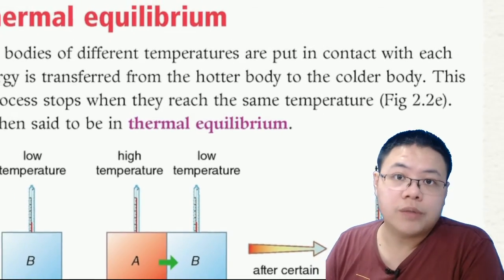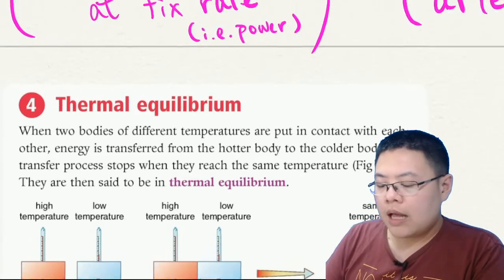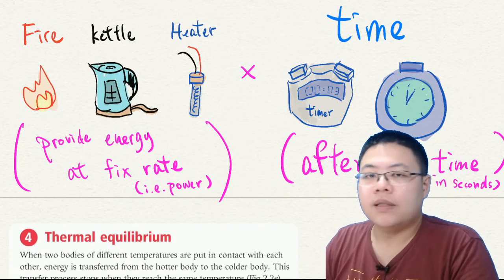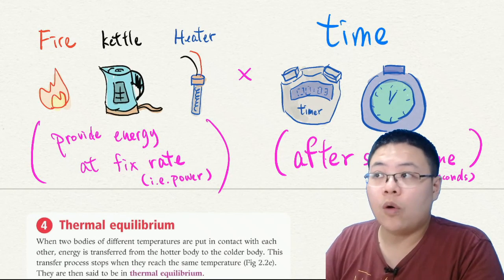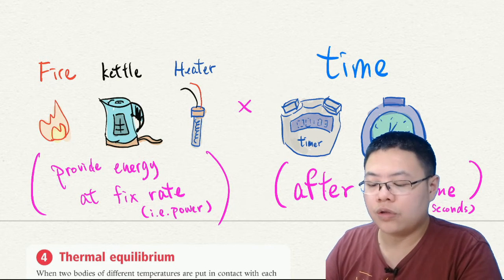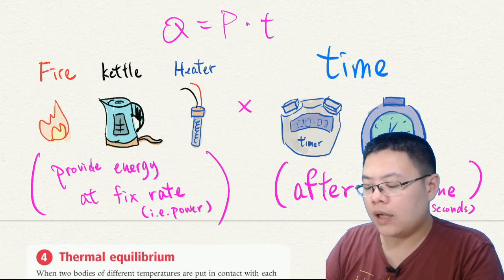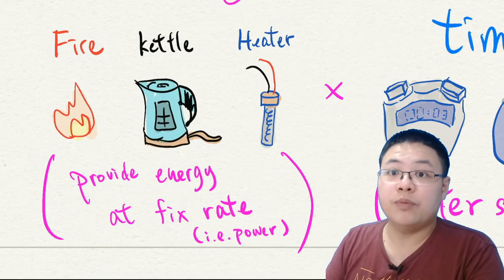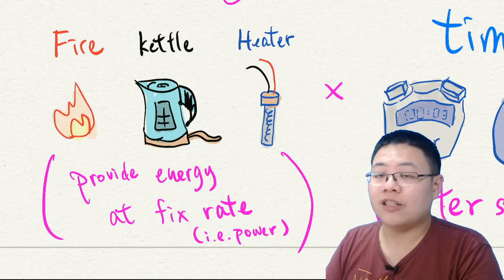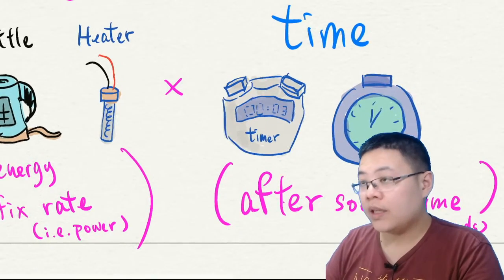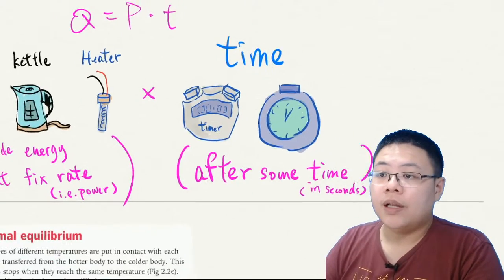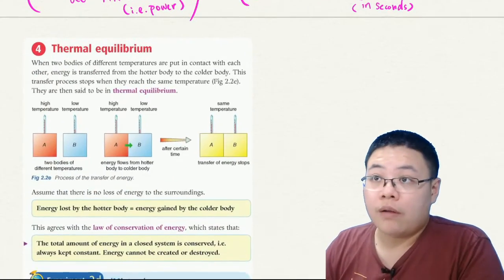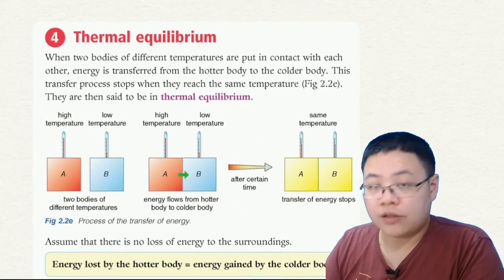That has been mentioned before and you should have heard it. This section is a bit different from what we have dealt with before, because beforehand we always used Q equals power times T. There is usually some kind of energy provider which gives out energy at a fixed rate, that is fixed power, and then after some time, energy is calculated this way. However, when we talk about thermal equilibrium, that's not the case.